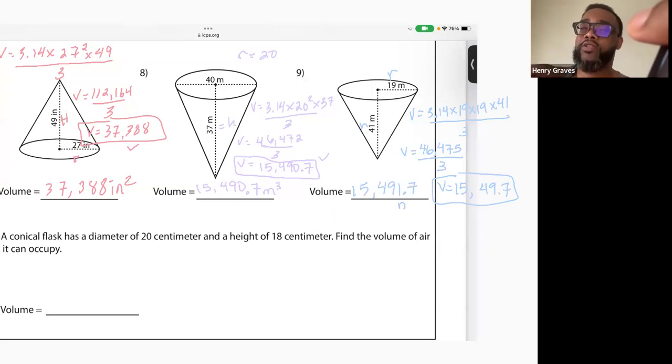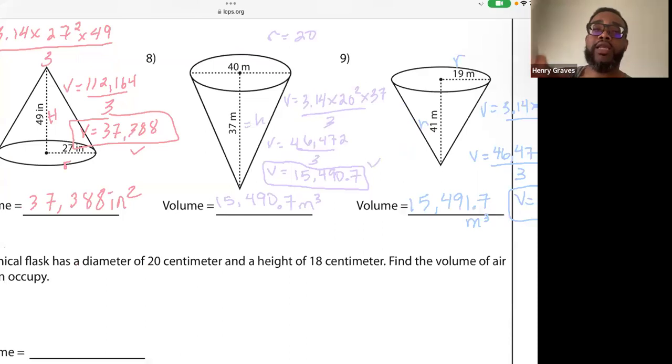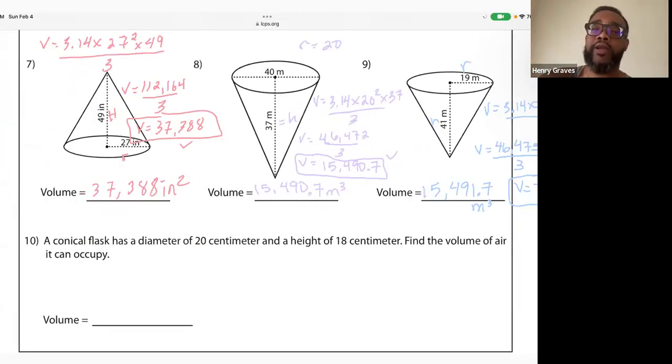Oops. Zooming in like crazy. Okay, on the last one here, let me see if I can get my colors right. They give us a conical flask or whatever. So basically it's a cone. Again, forgive the crappy drawing. I suck at this. My height is equal to 18.